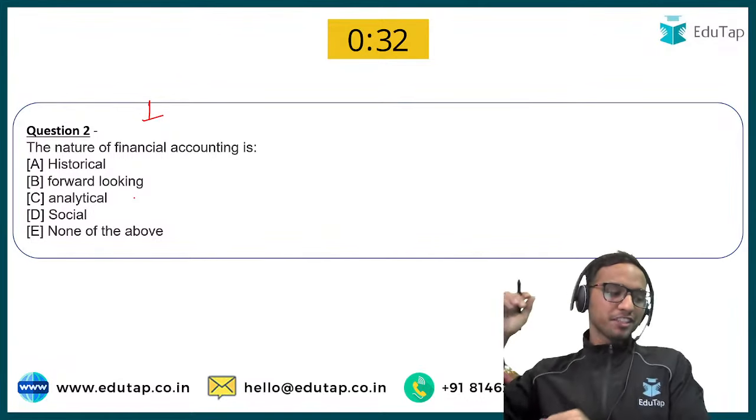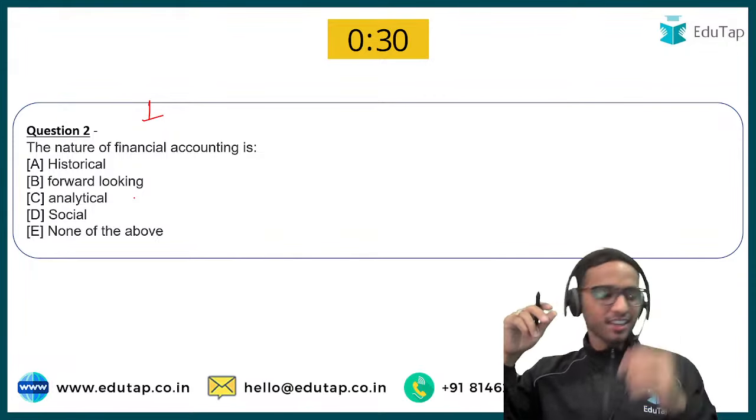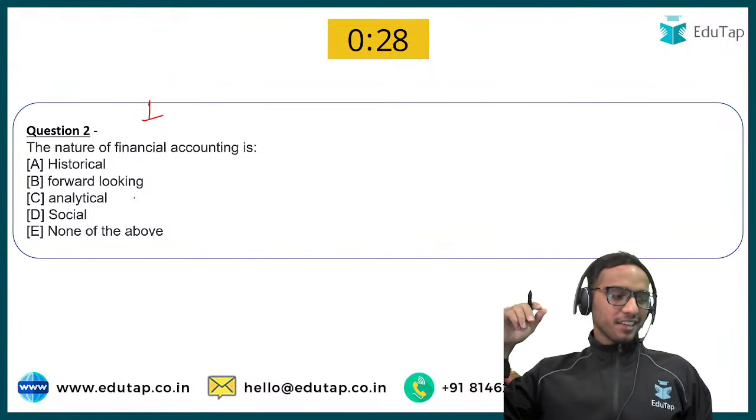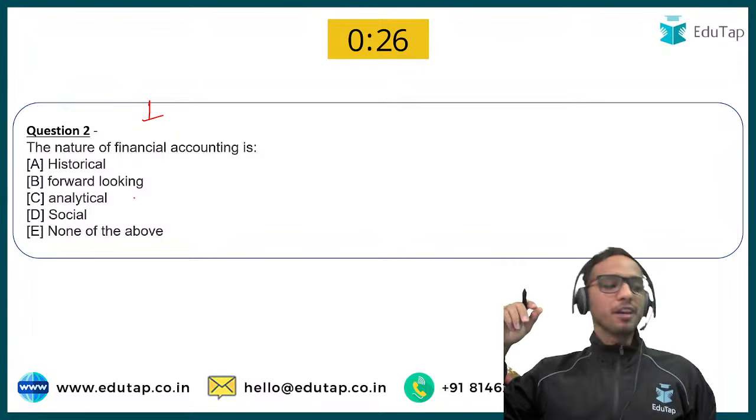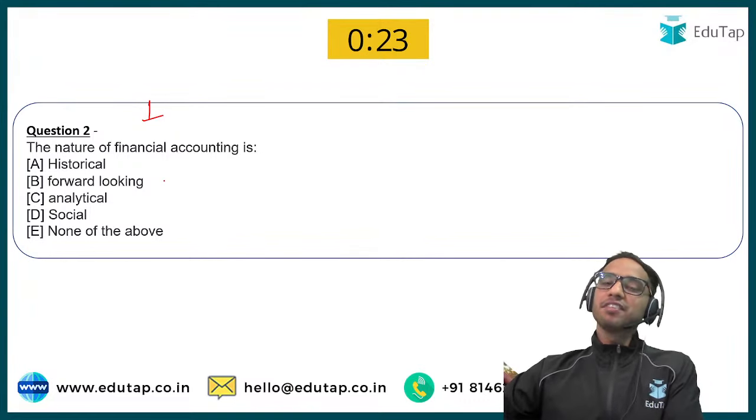So tell me everyone in the chat section and let me check who all are correct here. Okay, so Dhaval is correct and Mansi is also correct and Pallavi is also correct. That's nice. So everyone is correct here. The most appropriate answer would be historical.